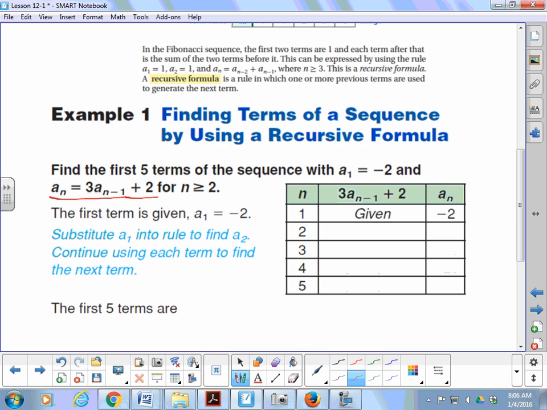So all this says then is we're going to start with a sub 1 equals negative 2. So our first term is negative 2. And to get the next term, we're going to multiply it by 3 and add 2 to it. So we'll do 3 times negative 2 plus 2 to get the next term. So negative 6 plus 2, negative 4.